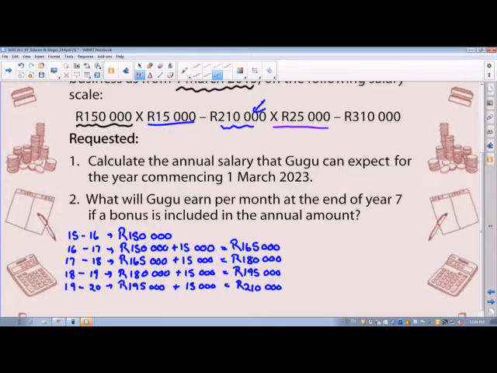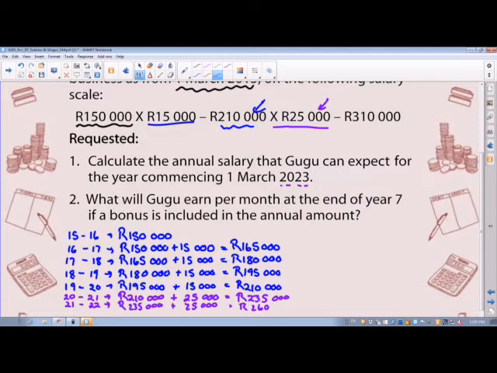So in the year 2020 to 2021, we're almost there. We take the 210,000 plus, how much is the increment? It's 25,000. And then we'll get 235,000. Almost there. 21 to 22. And as you can see, we have to do for 23. So what's the latest salary? 235,000 plus the 25,000. That will give you 260,000.